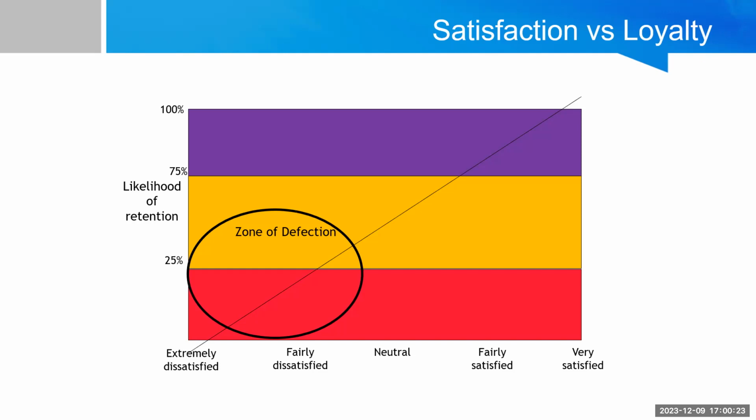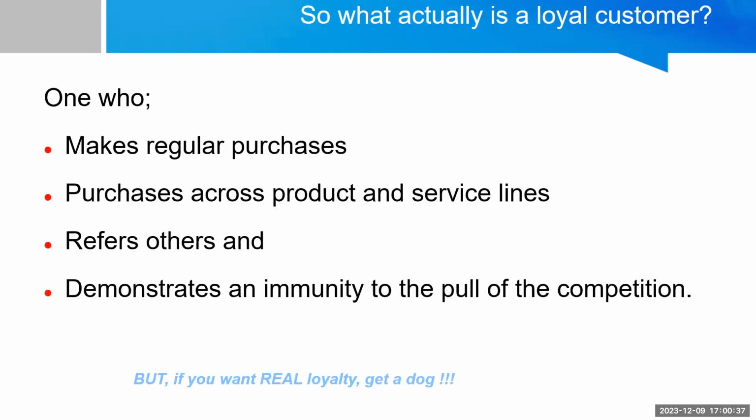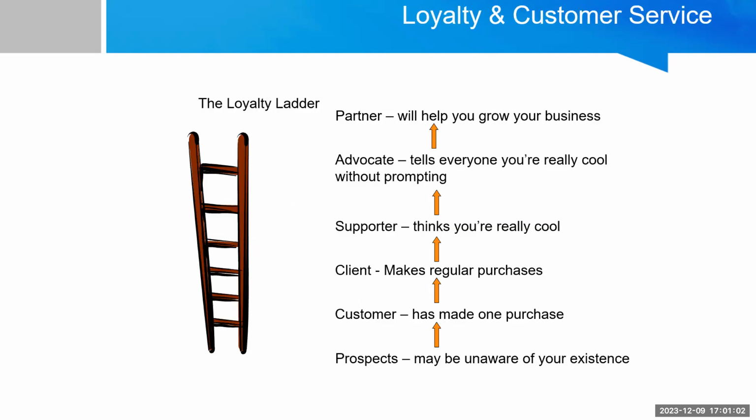So the loyalty level is basically when we have 75 to 100% likelihood of retention, and the customers are fairly satisfied or very satisfied. That is what will bring satisfaction and loyalty for our customers. So what actually is a loyal customer? One who makes regular purchases is considered to be loyal, purchases across product and service lines, refers others, and demonstrates an immunity to the pull of competition. All right, so this is what we conceptualize as a loyal customer.